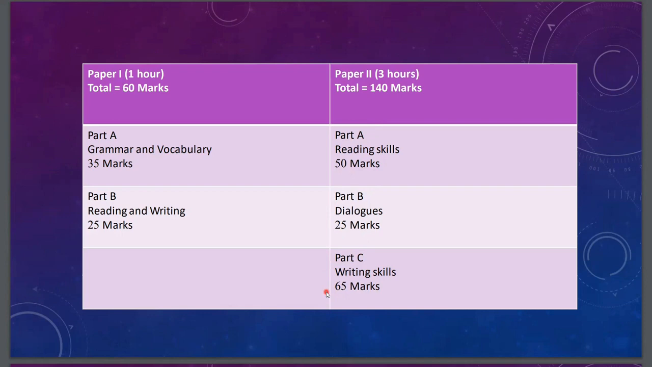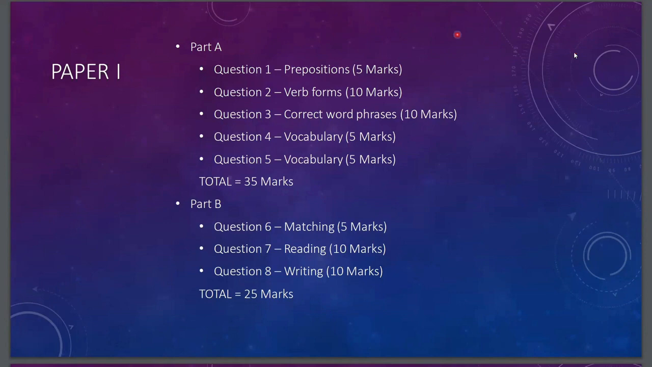So the questions will be asked from the easiest to a bit more challenging ones. That's why I told you the A-level English paper is not really difficult. Now let's have a closer look at paper 1. As I mentioned earlier, in paper 1, there are 2 parts as part A and part B.